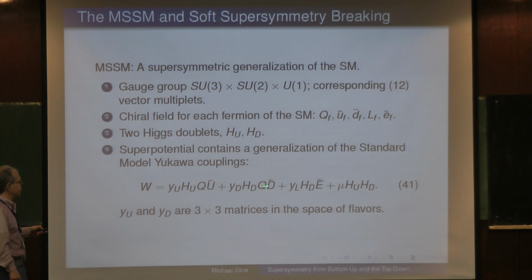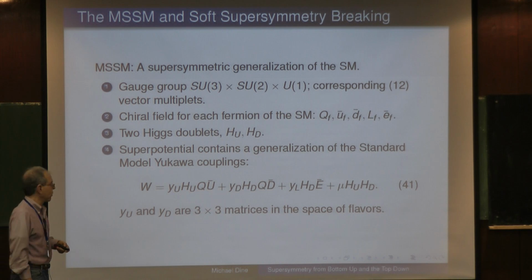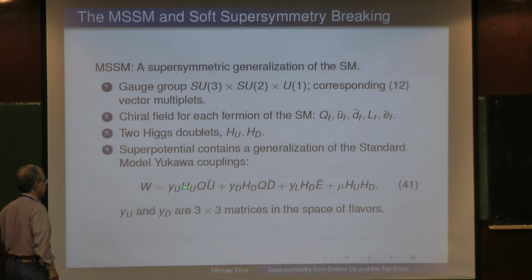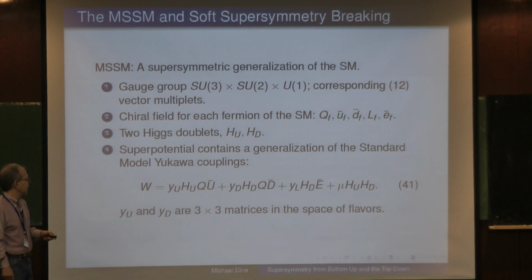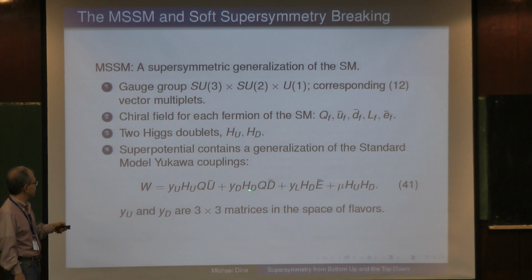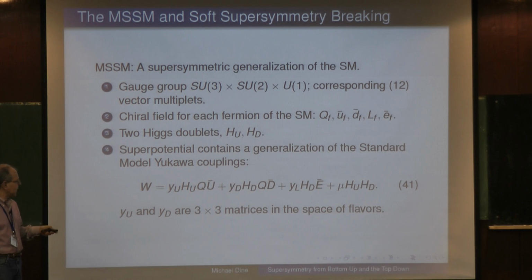So the superpotential has terms that just generalize the Yukawa couplings of the standard model. You could think of this as the Yukawa couplings in a version of the standard model with two Higgs doublets. All these preserve SU(3), SU(2), and U(1). The way I've written things, these Y_U and Y_D are 3×3 matrices in the space of flavors. So these Q and U bar have generation indices 1, 2, 3. Similarly, D bar and E bar and L, which got dropped here. So there should be an L, H_D, E bar. And these Yukawa couplings are 3×3 matrices in the space of flavors.